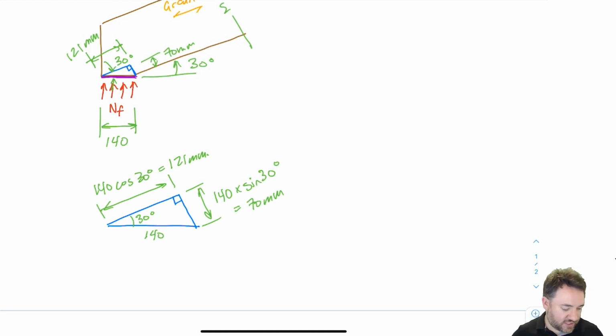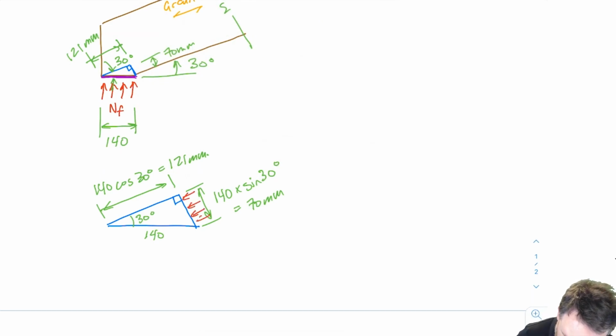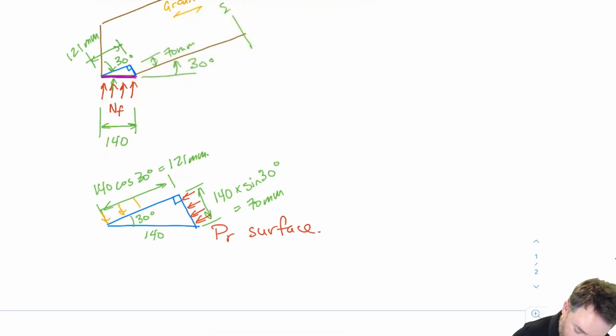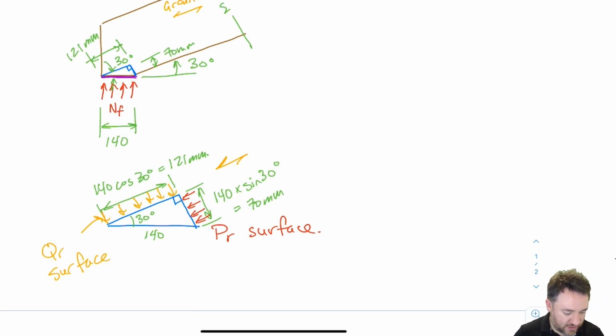Well, the PR surface is the one where the surface is aligned perpendicular to grain, but the load is perpendicular to that, right? So the load is parallel to grain. Since the load on this side is parallel to grain, this is the PR surface. And this side over here, the load is perpendicular to grain, right? Because remember, the grain is like this. So it's perpendicular to grain, therefore this is the QR surface, because QR is the perpendicular to grain strength.